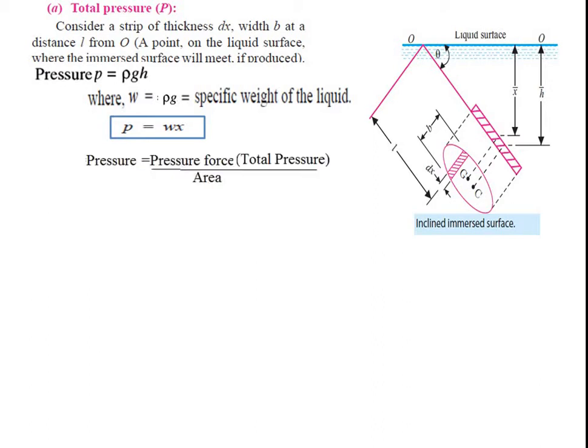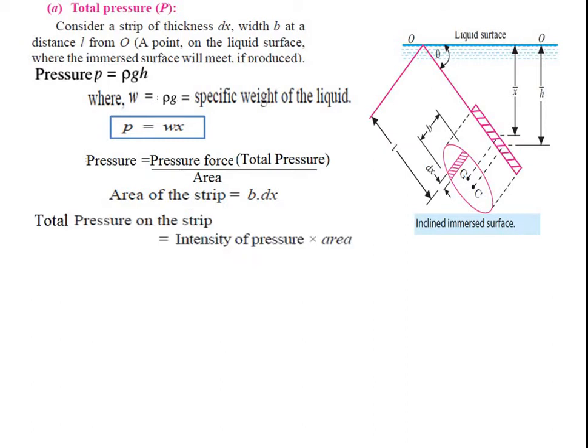Now we know that pressure is equal to pressure force divided by area. The area of the strip is width into depth, so it is b into dx. So the total pressure on the strip can be calculated as intensity of pressure into area. That is, the total pressure acting on the strip is equal to the intensity of pressure P into the area b dx.